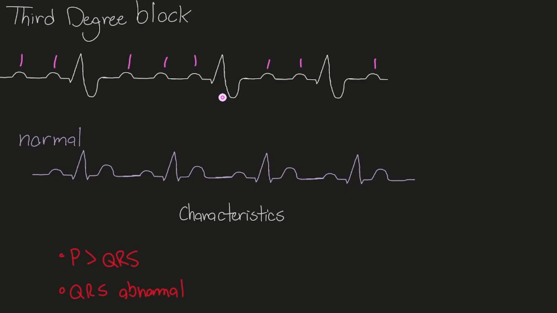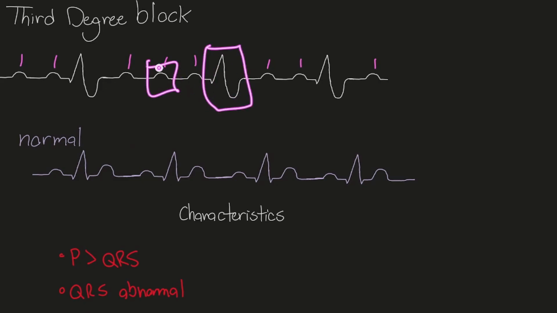So first, it's telling us that there's a complete blockage of electrical signals between the atria and the ventricles, causing the two to beat independently of each other. So there is no relation between the beating of our atria and our ventricles with a third degree block. And to put more into EKG terms, there's no relation between our P wave and the QRS complex anymore.